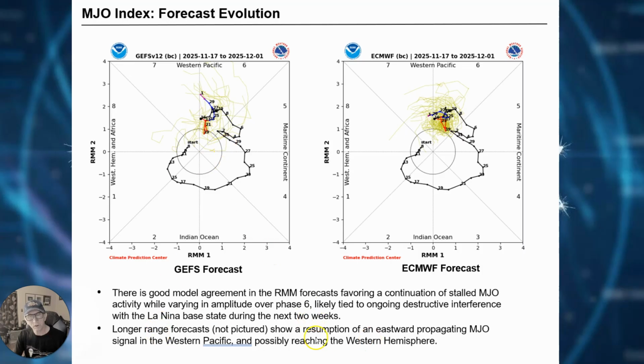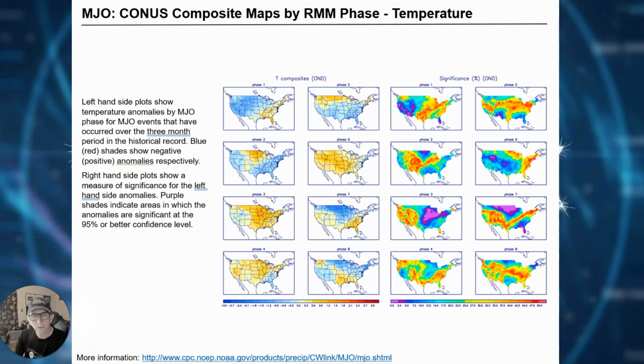And then the longer range showed a resumption of eastward propagating MJO in the Western Pacific, possibly reaching the Western Hemisphere. All right, so pretty much what we've been talking about with the La Nina interfering with it, moving further to the east.